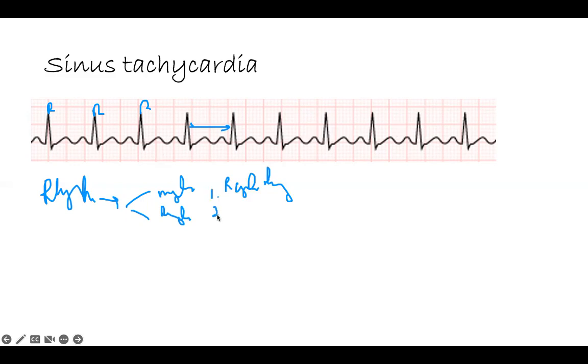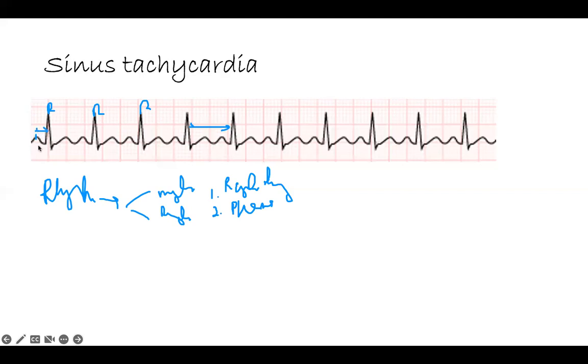Then I look for my P waves. I see a P here, P, QRS, P, QRS, P, QRS, P, QRS, P, QRS. You continue and do that. So there's a P and QRS easily. Then I look for my PR interval.